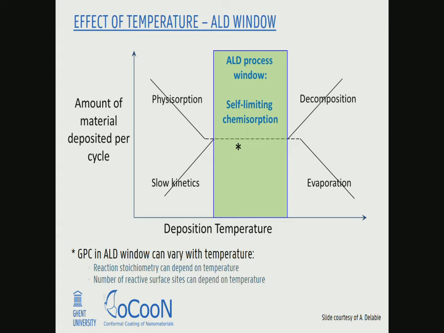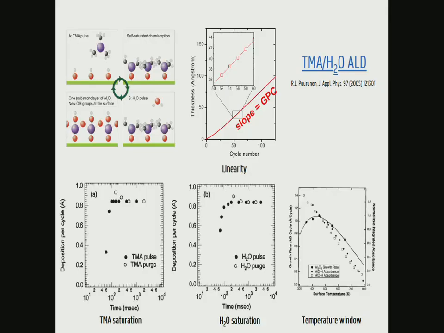Typically you want to be in this ALD window where you have nice saturated growth. It's important to note that very often in literature, for ease of understanding, this is drawn as a nice flat line. It does not need to be flat. There are a lot of very nice and well-behaving ALD processes where the growth rate per cycle within the ALD window is not flat. And to name one of them, TMA water, for instance.